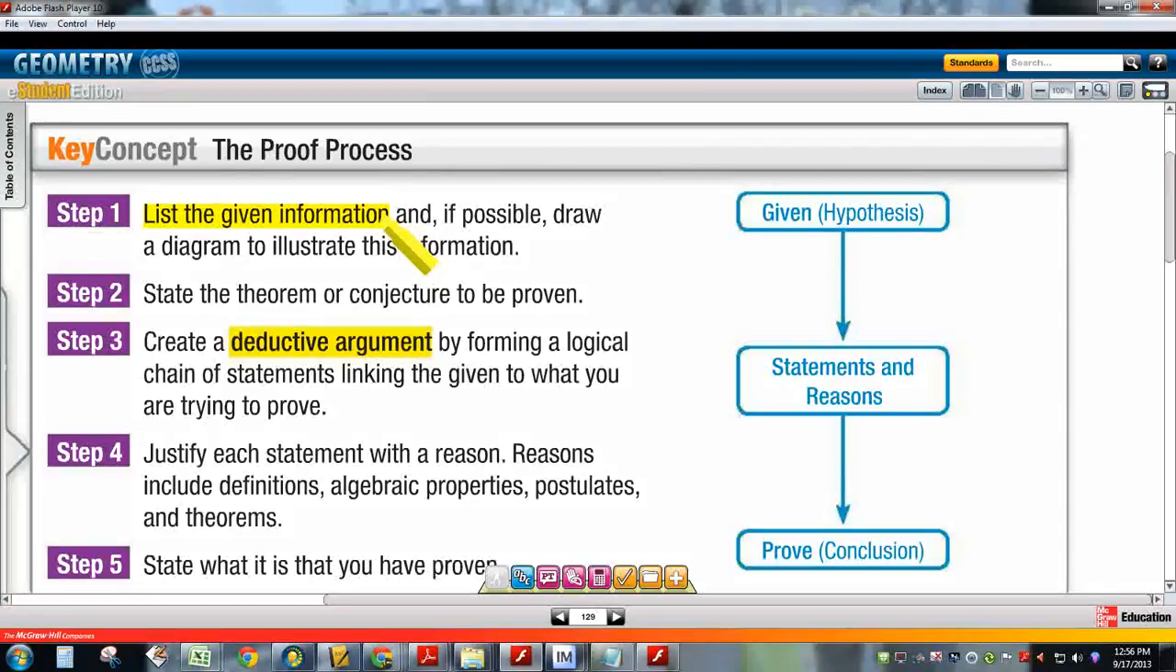Now, what I want everybody to do is get their little red books out. Let's start looking at some examples.